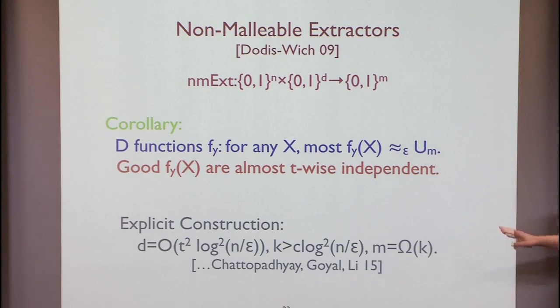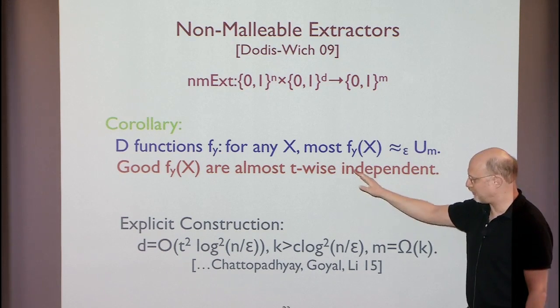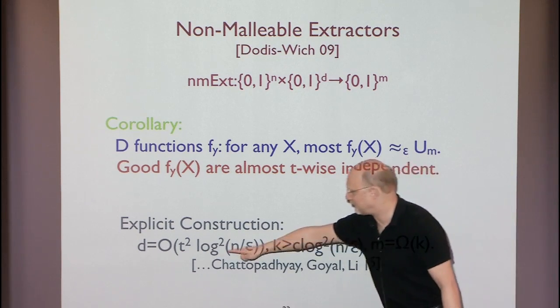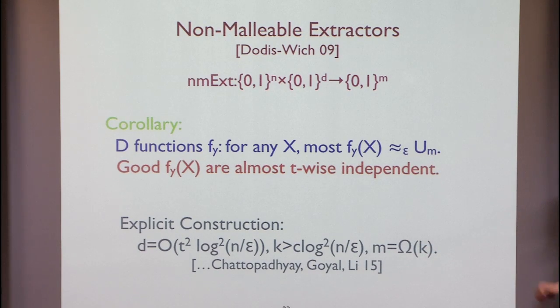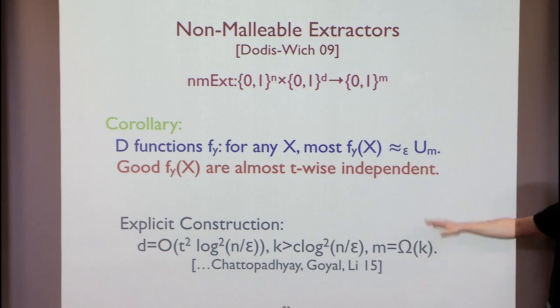T is small. We're going to think of t as polylogarithmic. And they're explicit. In a very recent result, there's this beautiful result by Chattopadhyay, Goyal, and Lee that says we can take the C to be just polynomial in t, just t squared and log squared n, and the min-entropy can just be polylogarithmic, and then they can build these non-malleable extractors. So this is going to be an important tool for us.